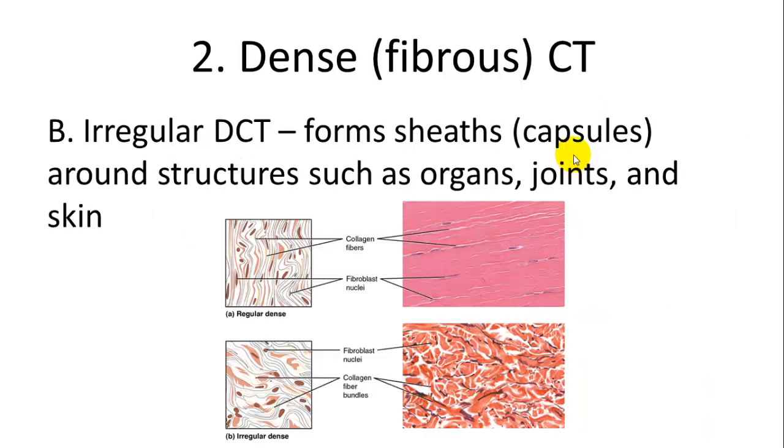Irregular dense connective tissue forms sheaths, things around your joints, such as around the knee joint. And that has fibers which go in all different directions. So whereas regular dense connective tissue has mostly parallel fibers, irregular has them going in all different directions, and that allows it to withstand a force from any direction rather than just one.